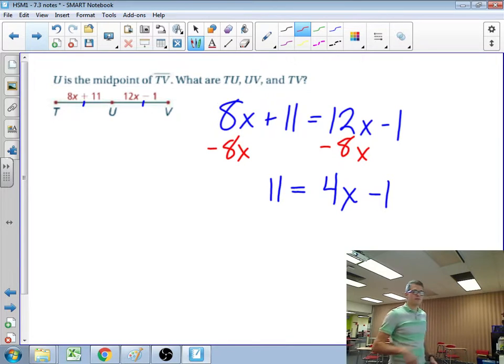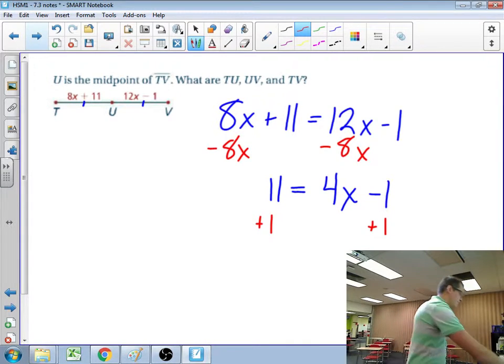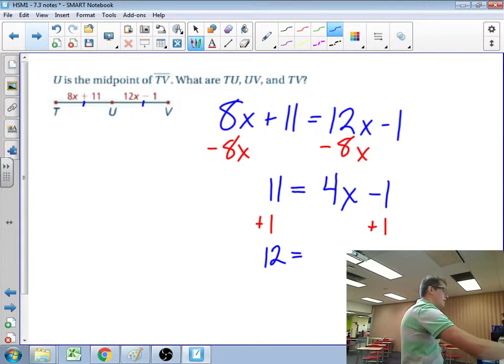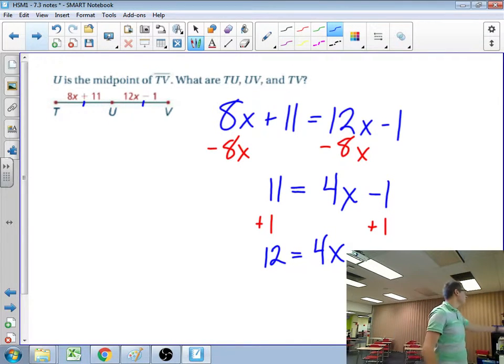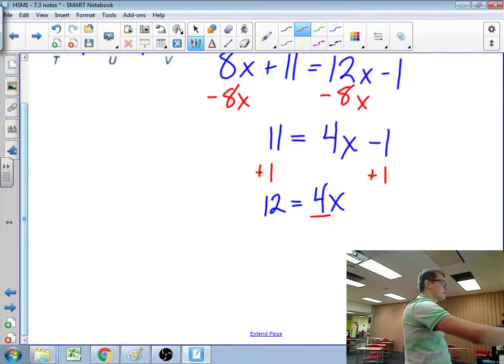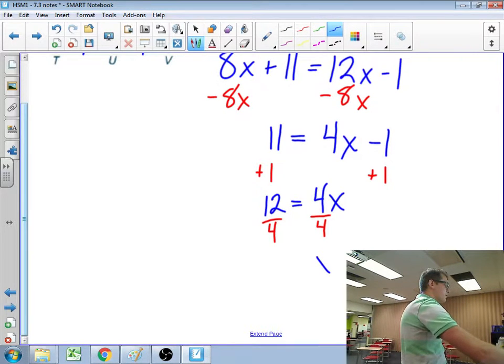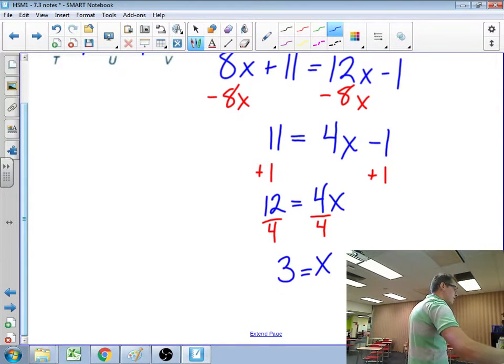Just like I grouped the variable terms together, I want to group my constant values together. To get rid of the minus 1, we add 1. That gives me 12 equal to 4x. The last thing I have to do is solve for x by isolating it. To isolate the x value, we use inverse operations, which here leads me to divide. 12 divided by 4 gives me a value of 3.